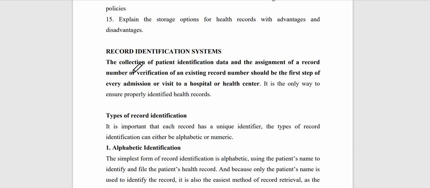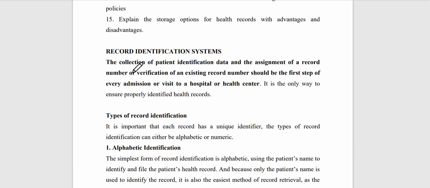We commonly do three things which are very important. Number one is the collection of patients' identification data. The next step that follows is assignment of a health record number or verification of the existing health record. So you will do one of the two.